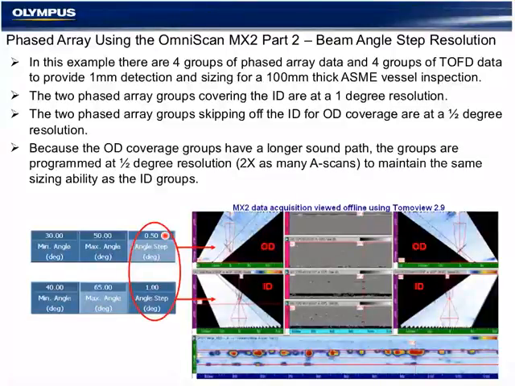This is combined with 4 TOFD groups that are covering the range in different zones and a merged C-scan that shows us the sum of all of the sector scans. This is OmniScan data that was converted to TomoView, an offline analysis program where we can combine and customize the displays.